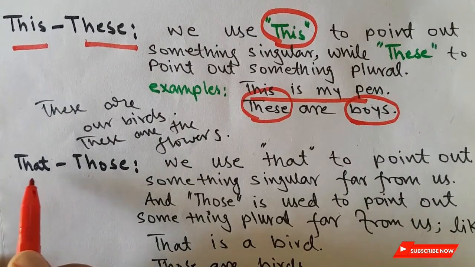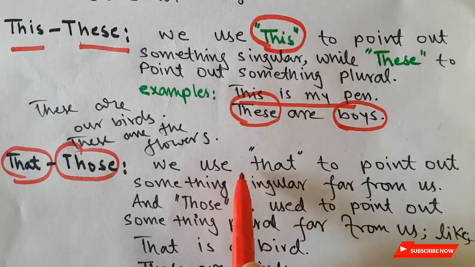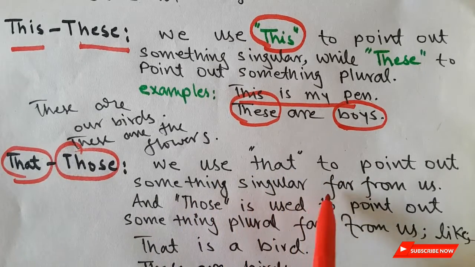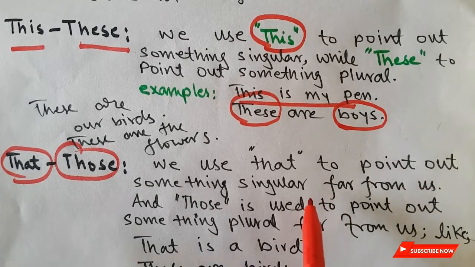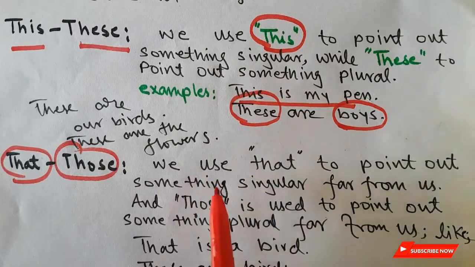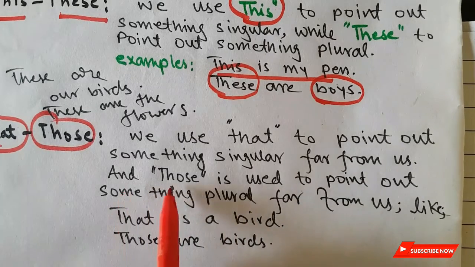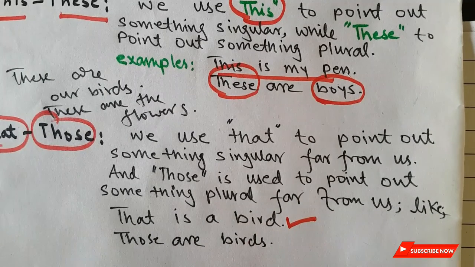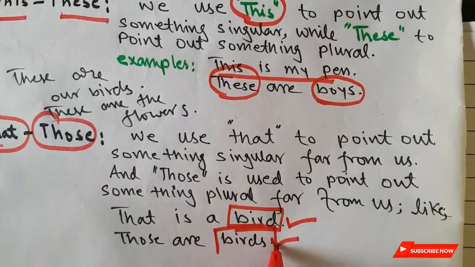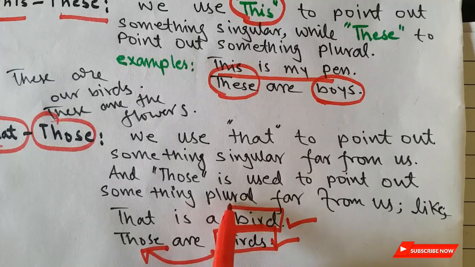The last words are that and those. We can use these words to point out. We can use the word that to point out something singular far from us. If we want to point out something which is away or far from us, similarly we use the word that. Similarly, if we want to point out something plural which is away from us, far from us, those is used, like that is a bird. Actually the bird is far from me. Those are birds. Actually when we get the birds plural here, we will put the word those, because we told here that those is used to point out something plural far from us.